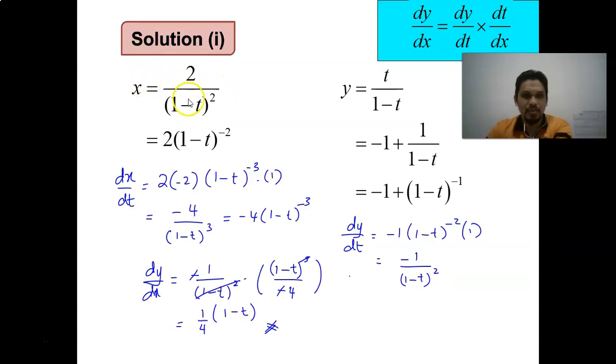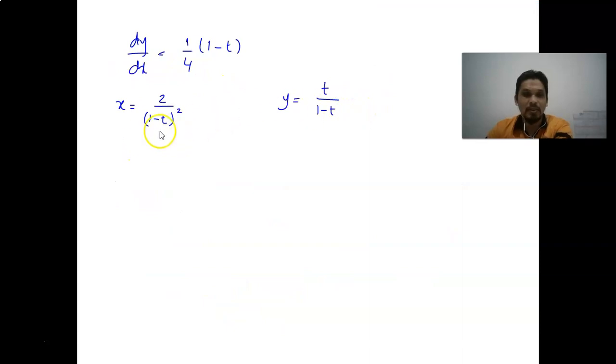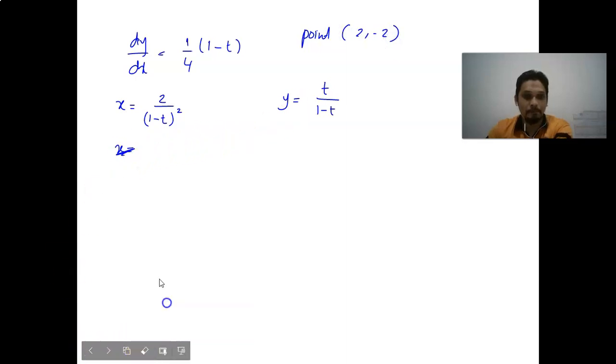Okay, x equal to this one here and y equal to this. Now, given the question, at the point of 2 and negative 2, meaning where x equals 2 divided by 1 minus t squared. Okay, so we cross multiply, then it comes out with 2.